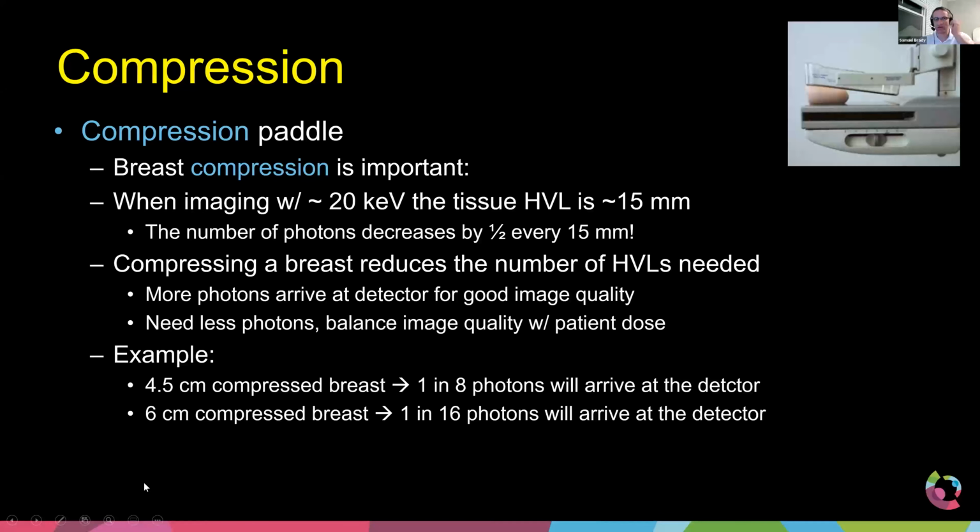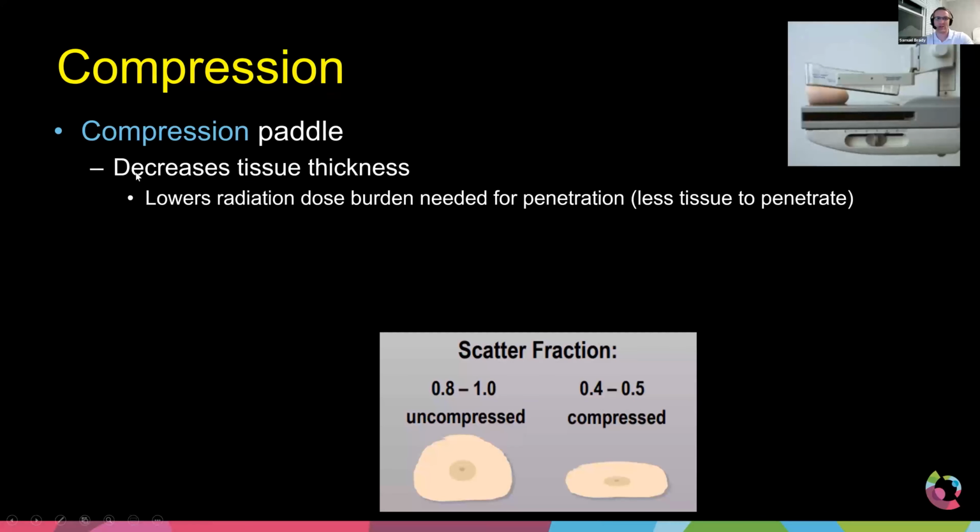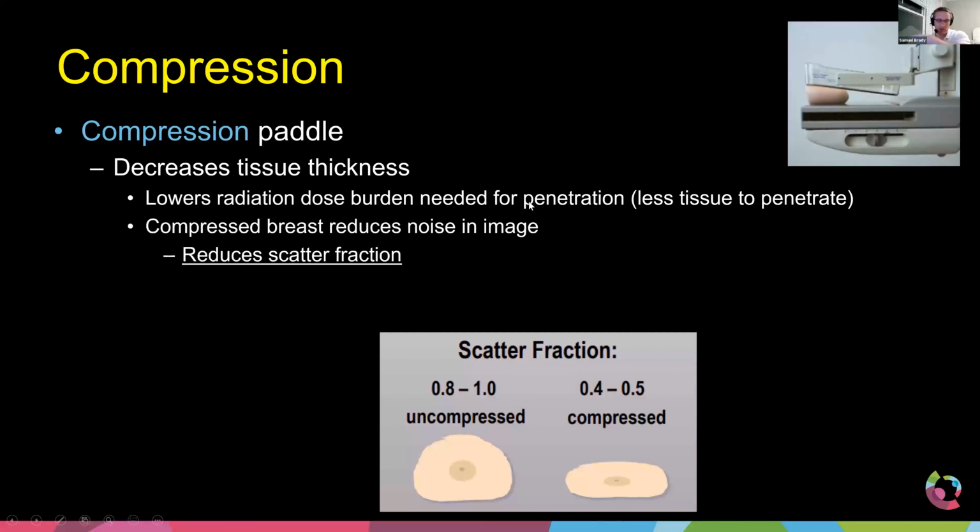So you can see here how the compression paddle will dictate how many photons will get through, and therefore dictate the overall dose to the breast, because thicker breasts have to get more photons, so it's going to be a higher skin dose, but it'll also dictate the image quality. So compression paddles decrease tissue thickness. For one, it does help reduce the dose to the patient, which we'll talk about more next week. But two, it also helps reduce scatter.